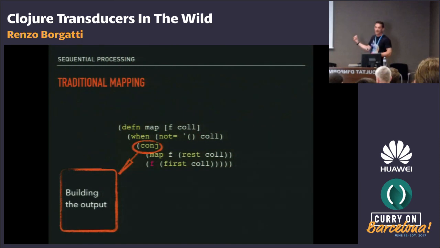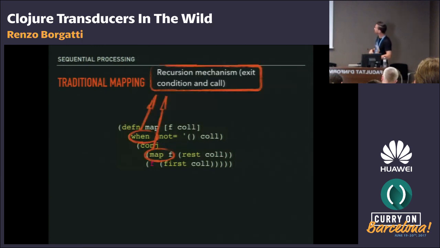Then we have the building output part. That's conj there, which is taking the map of F on the rest of the collection and is attaching that to implementing the operation F, in this case, to the first element in the collection. That is building the output, increasingly building the output.